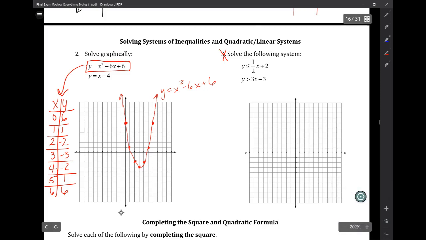Alright, let me do blue for the other one. The other one's already in y equals mx plus b form, which is awesome. My y-intercept is negative 4, with a slope of up 1 over 1. I can already tell what my answers are going to be. Alright, connect my line. So that's my second equation here.